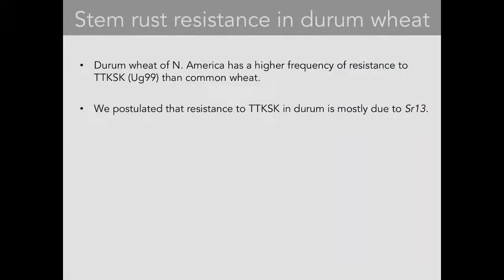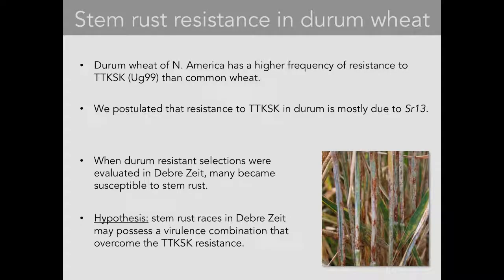So back in 2005, when North American durums were evaluated in Njoro, it was observed that this material has a higher frequency of resistance to UG99 than North American bread wheat. And we postulate that this resistance to UG99 was due to SR13. SR13 is one of the main components of stem rust resistance in North American durum wheat, also in CIMMYT durum wheat, and it's a gene that is highly present in Ethiopian cultivars and landraces. So when these resistant selections were evaluated in Ethiopia, most of them became completely susceptible.